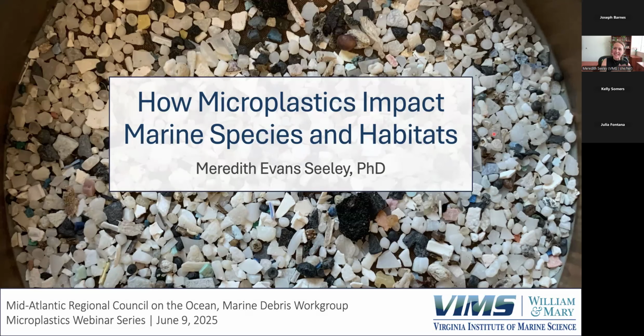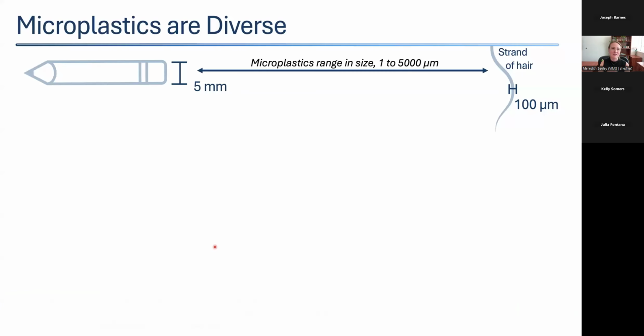To get us started and continuing on our theme about how microplastics impact marine species and habitat, I wanted to take a minute to recognize how truly diverse microplastics are. So we all know the standard size definition of microplastics as these plastic particles less than 5 millimeters in diameter. But if we consider a lower bound of 1 micrometer, which is a fraction of the diameter of an average strand of hair, we're spanning over 4 orders of magnitude in size for this contaminant class.